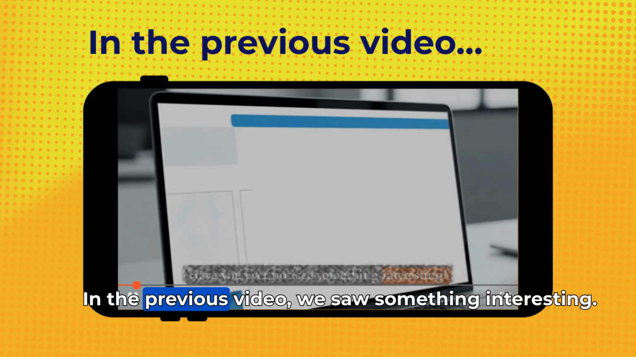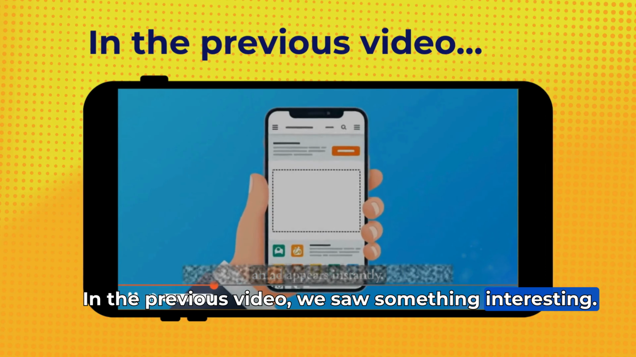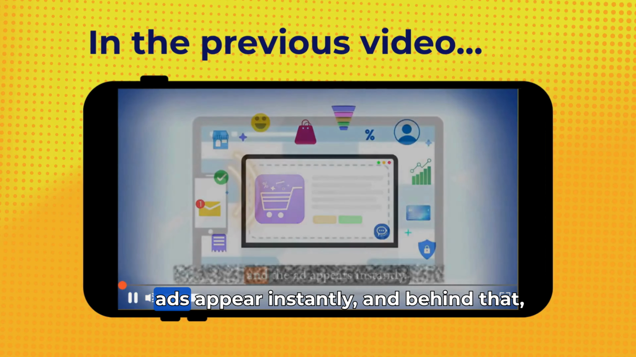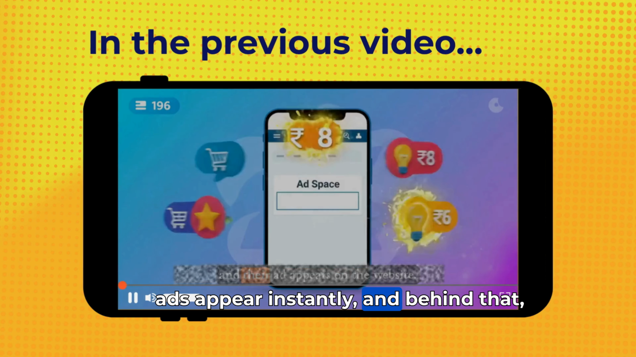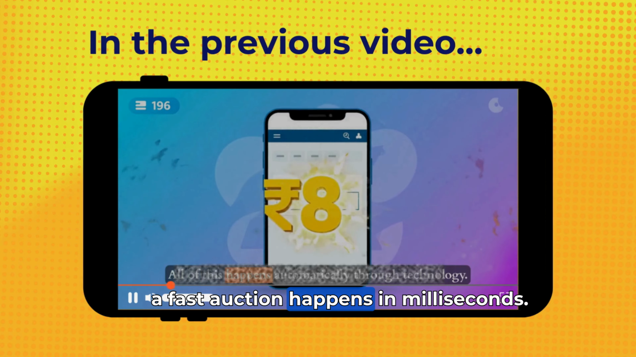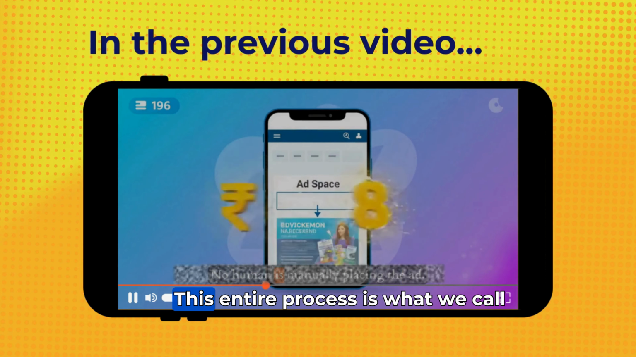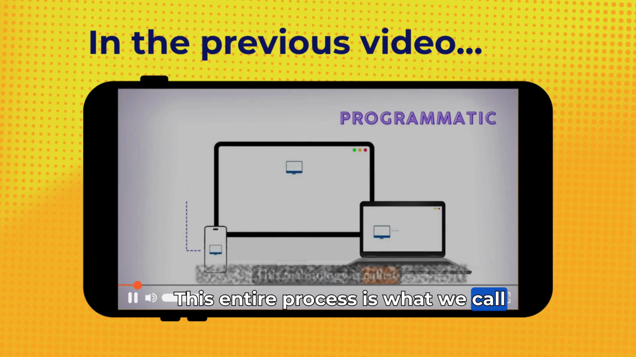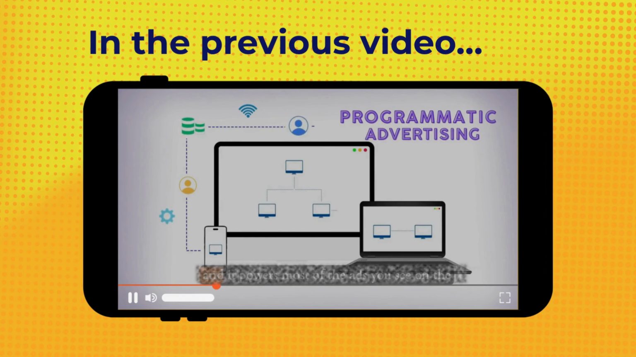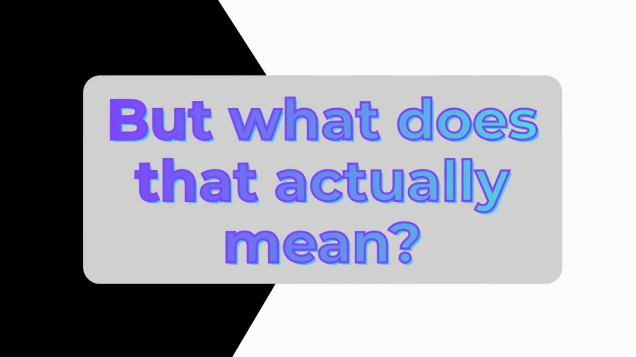In the previous video, we saw something interesting. When a website opens, ads appear instantly, and behind that, a fast auction happens in milliseconds. This entire process is what we call programmatic advertising. But what does that actually mean? Let's understand it in a simple way.